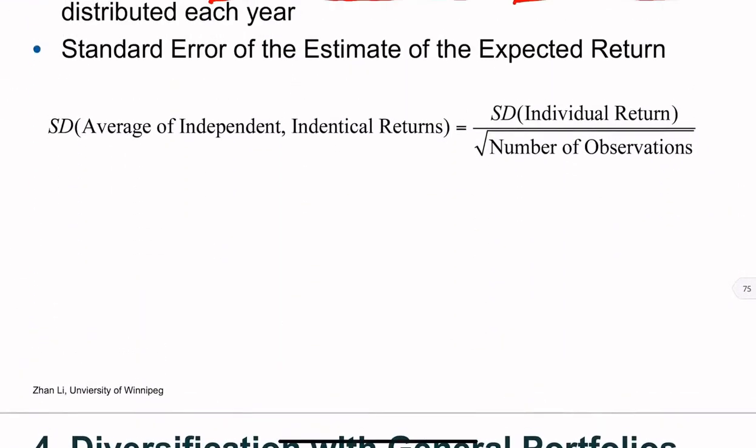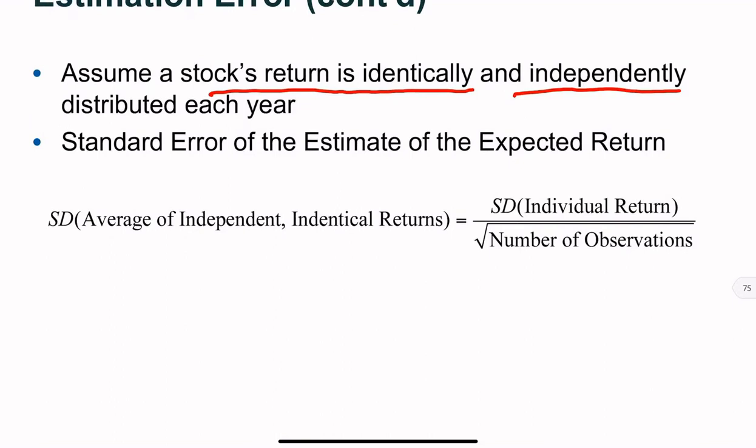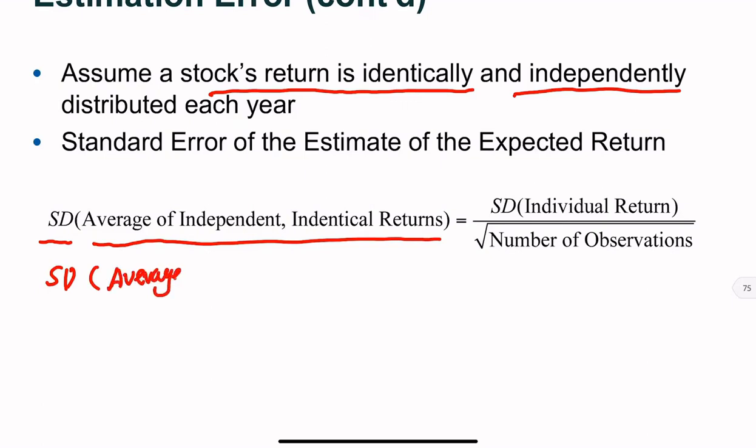Now, if we use this formula to think about standard error, well, by definition, standard error is defined as the standard deviation of average returns, right? And we learned about this, right? So, standard deviation of average return. Okay, let me write this down. Standard deviation of average return. Right? What is the average return? You can actually consider average return as the portfolio return of an equally weighted portfolio, right?